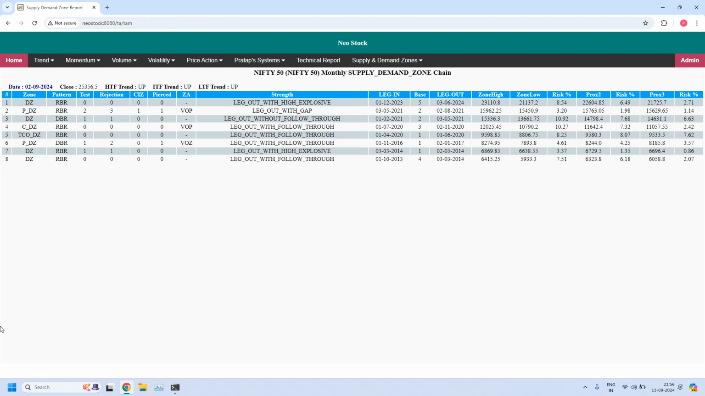8 stocks are filtered. Always look into the zone column for finding high liquidity zones. Look into the pierced column for finding the zones not pierced, and also look into the LTF trend, which is the trend of whichever time frame you select. Remaining columns you can understand easily, and you can apply these concepts for all the reports.